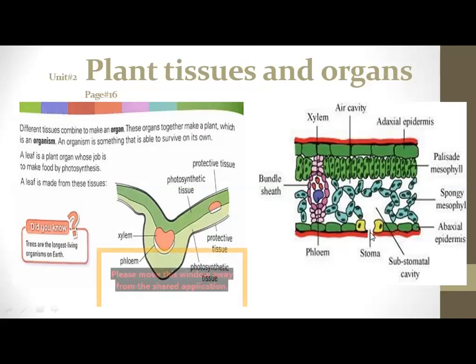This is the so-called stoma or stomata. The plural of stoma is stomata. These are the openings from which gaseous exchange occurs. This is the so-called substomatal cavity, where the gases are accommodated and stored. These are the so-called spongy mesophyll cells, which store different gases and water molecules for the time being. And these are the so-called palisade mesophyll cells. These contain chlorophyll, the green pigment, which is used for the preparation of food.